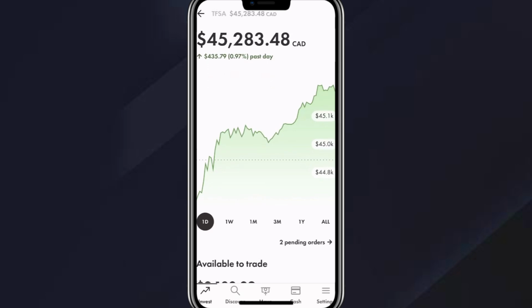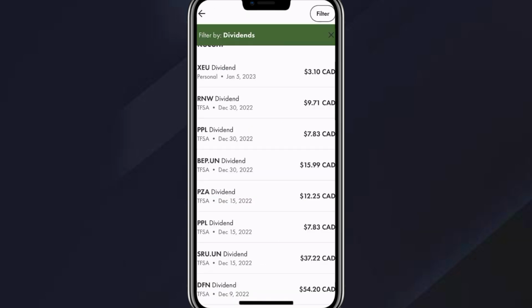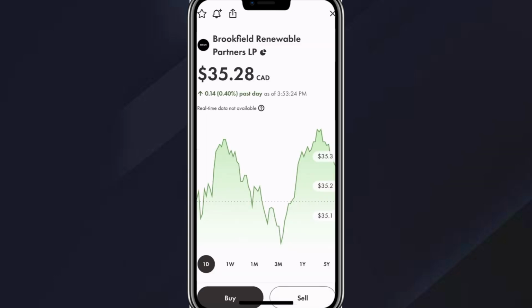As you can see here, I've received a dividend of about $16 from Brookfield. Now, instead of leaving that cash sitting around, we can put it right back into the same stock. Just open the company's page in Wealthsimple.